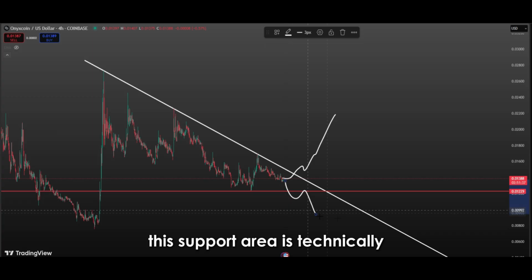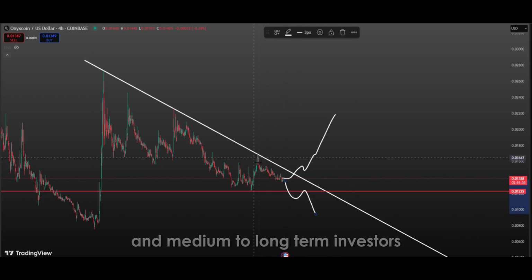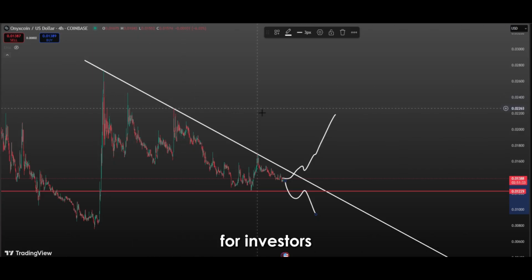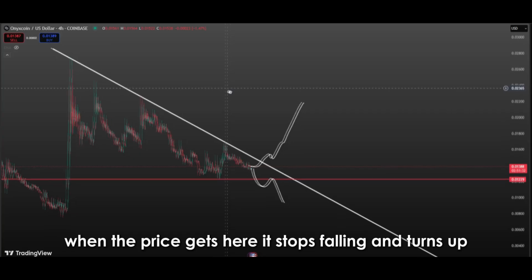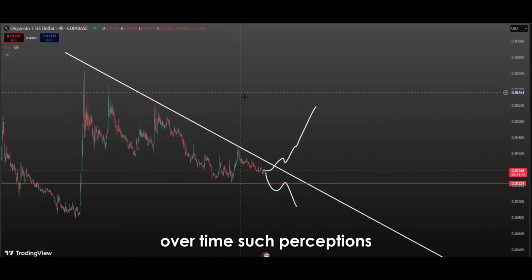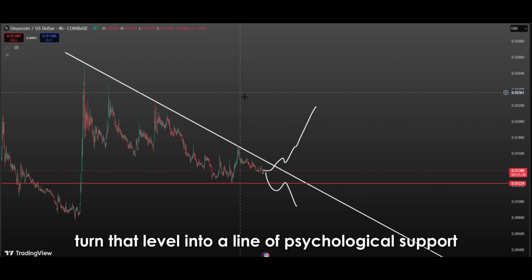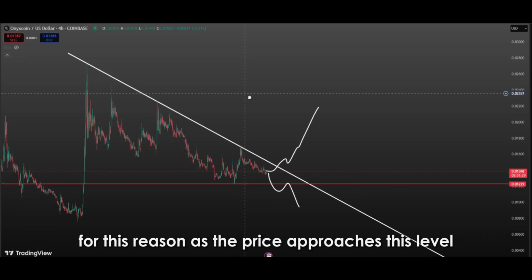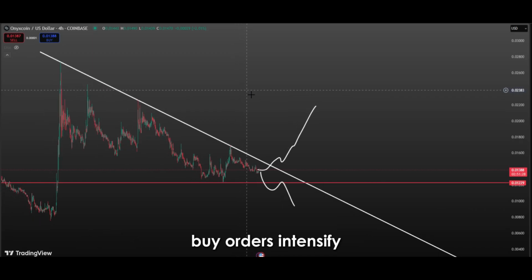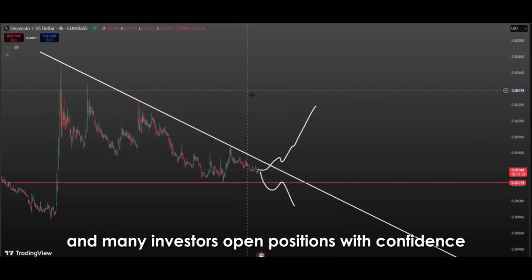This support area is technically meaningful for both short-term traders and medium to long-term investors, because the previous price reactions from this level have created a strong perception for investors. When the price gets here, it stops falling and turns up. Over time, such perceptions turn that level into a line of psychological support. For this reason, as the price approaches this level, buy orders intensify, and many investors open positions with confidence in this area.